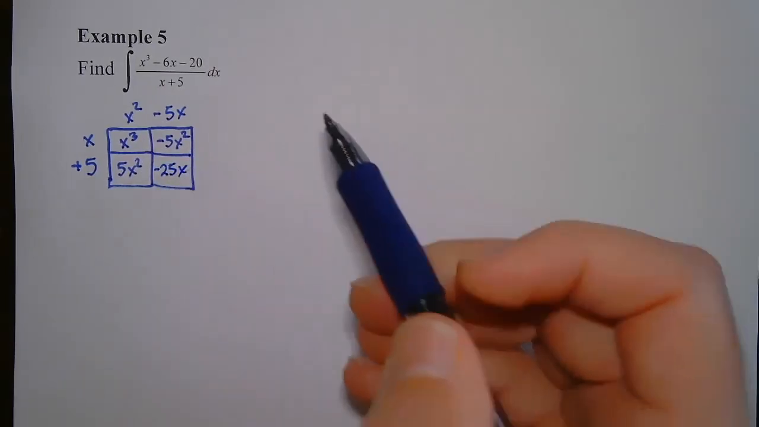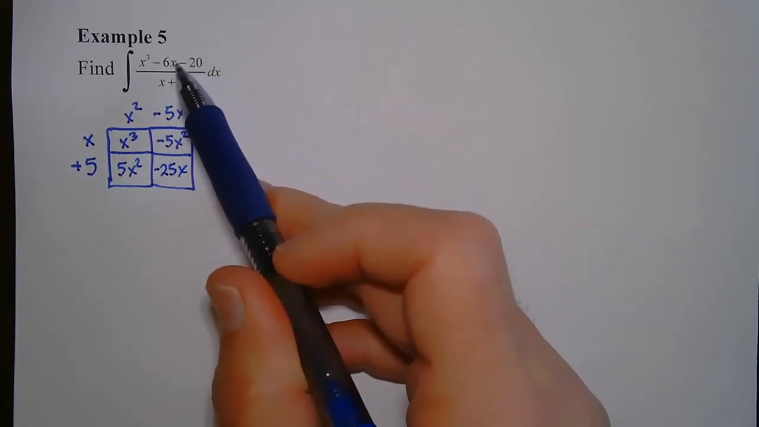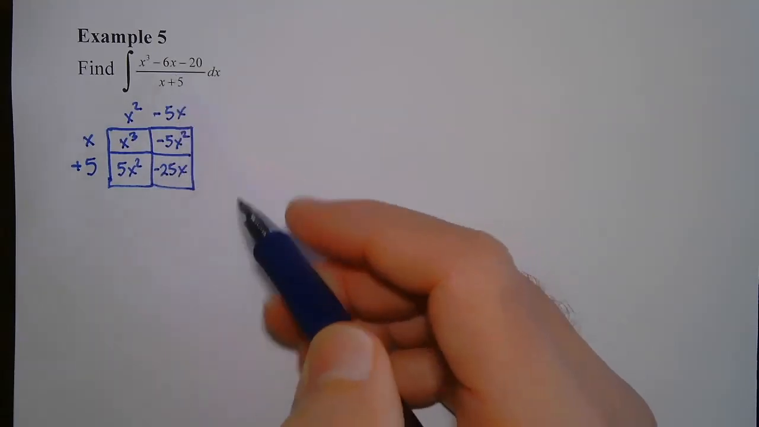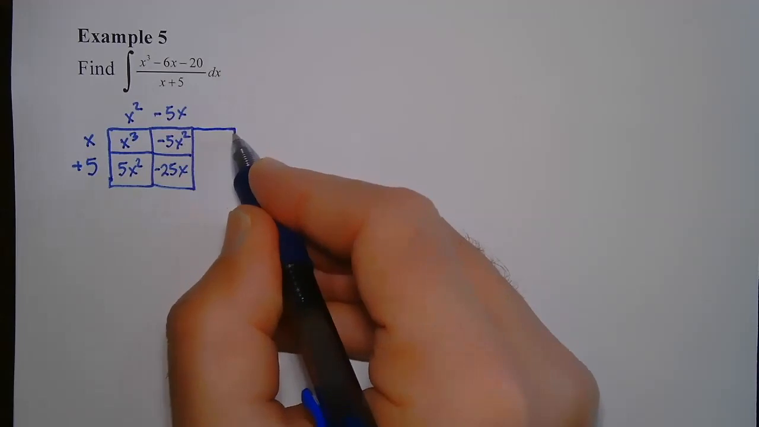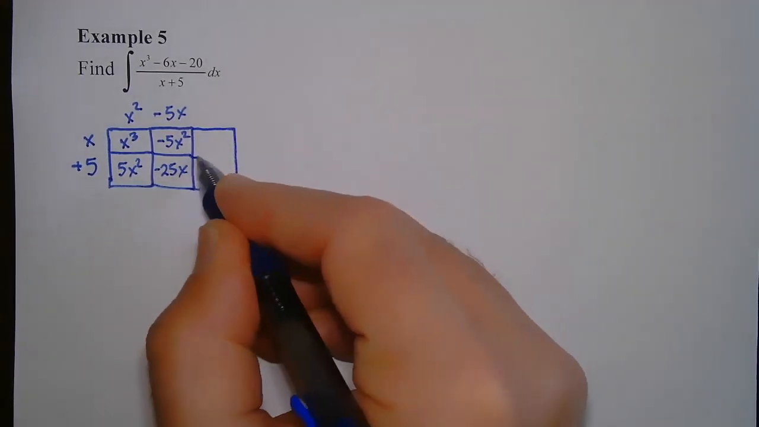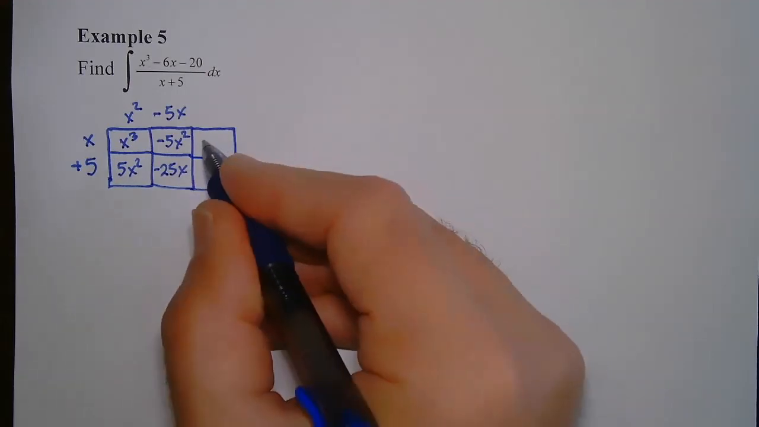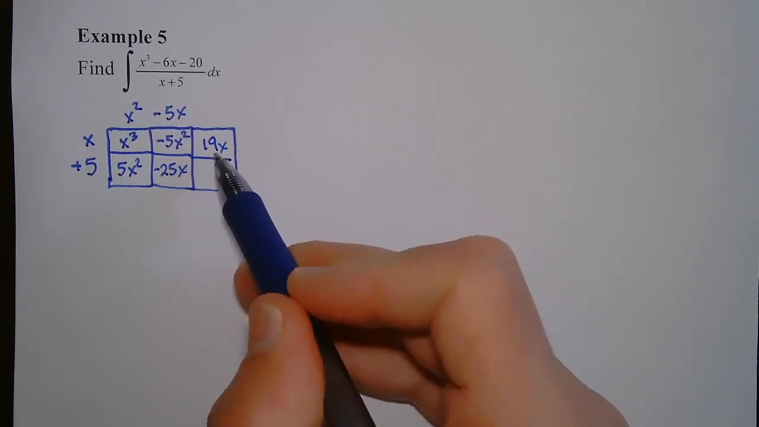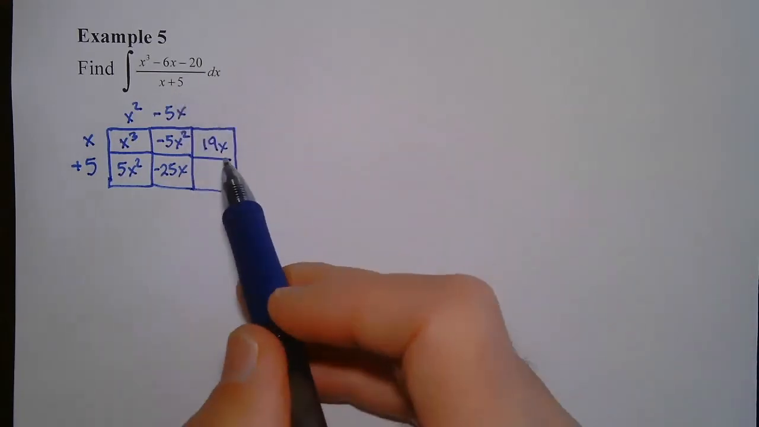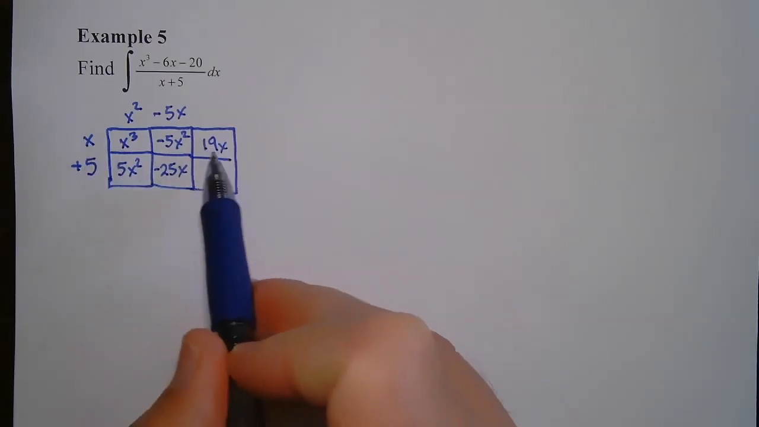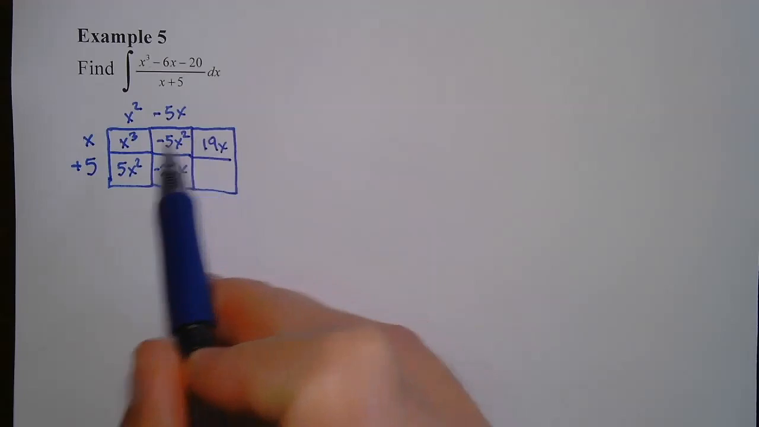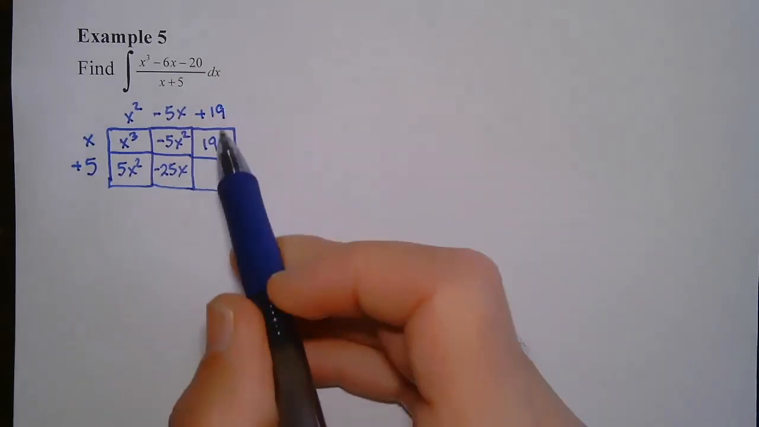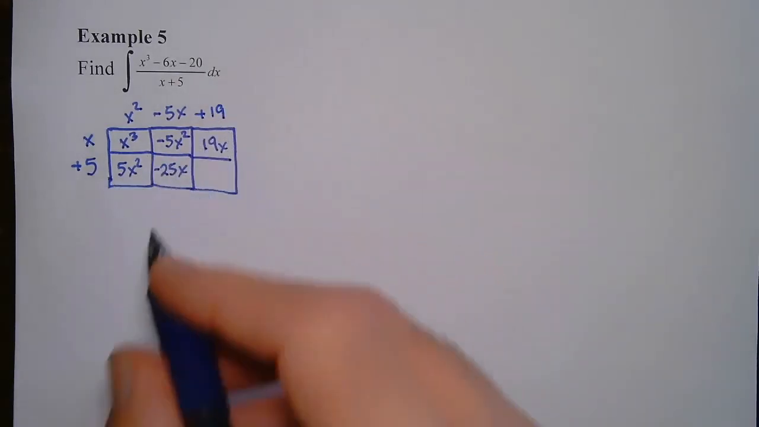So if you look at our problem, we have negative 6x. What would I have to add to negative 25x to get the negative 6x? So I'm going to add my next column, and what we would have to add is 19x, because negative 25x and 19x make negative 6x. So now this side is x, this area is 19x. What would I have to multiply x by to get 19x? Well, it's positive 19, so we write plus 19. 19 times 5 would be 95.